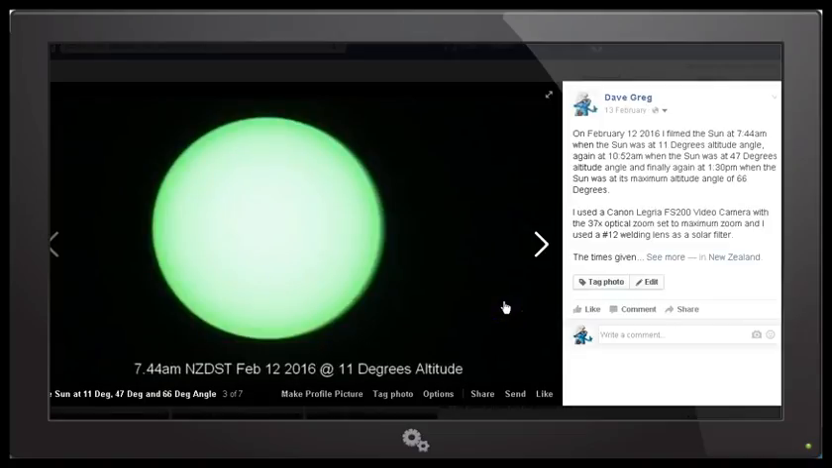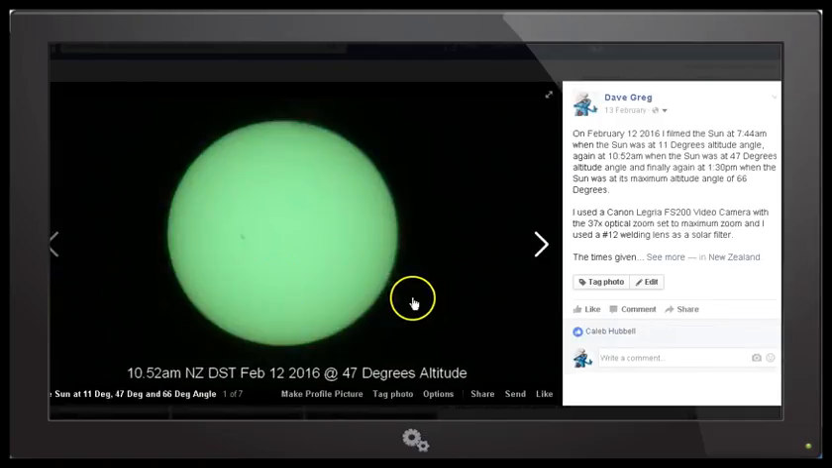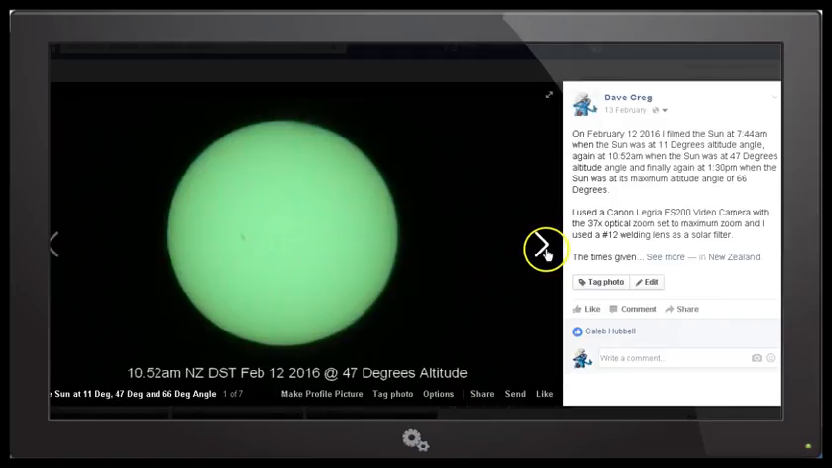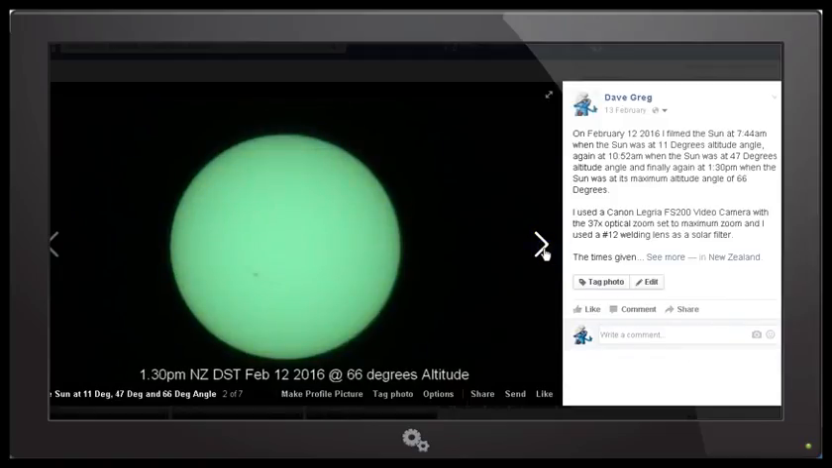This was taken at 7:44 AM New Zealand Daylight Saving Time on February the 12th, 2016, when the Sun was at 11 degrees altitude angle. The next image I took was at 10:52 AM, same day, when the Sun was at 47 degrees angle altitude. And then the final image I took at 1:30 PM on the same day when the Sun was at its highest point in the sky, which was 66 degrees angle altitude.